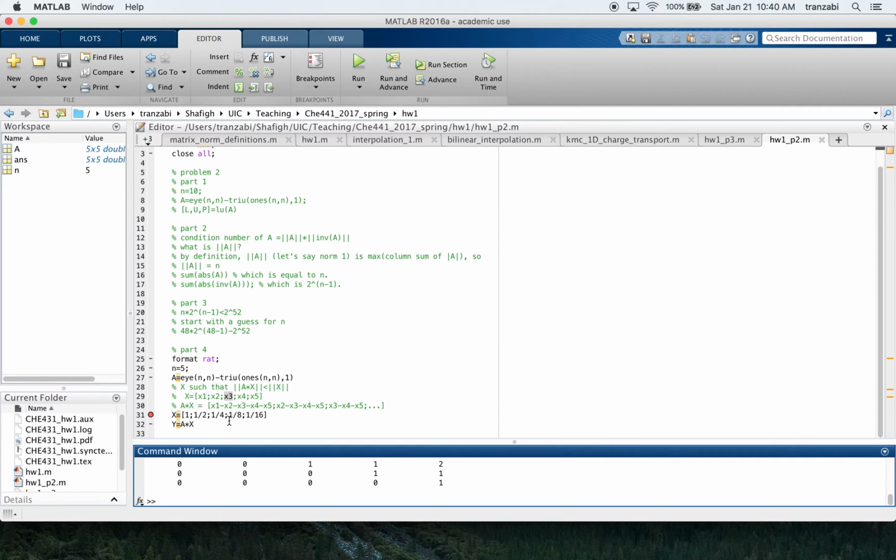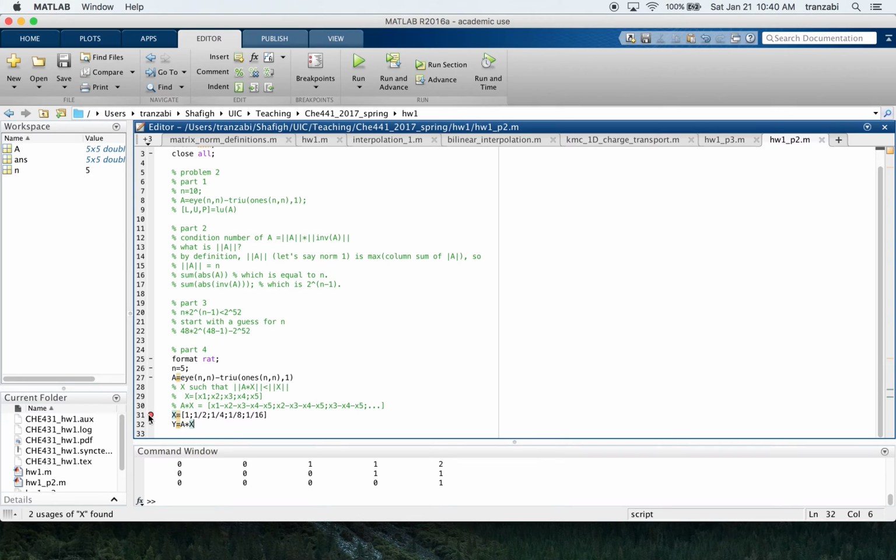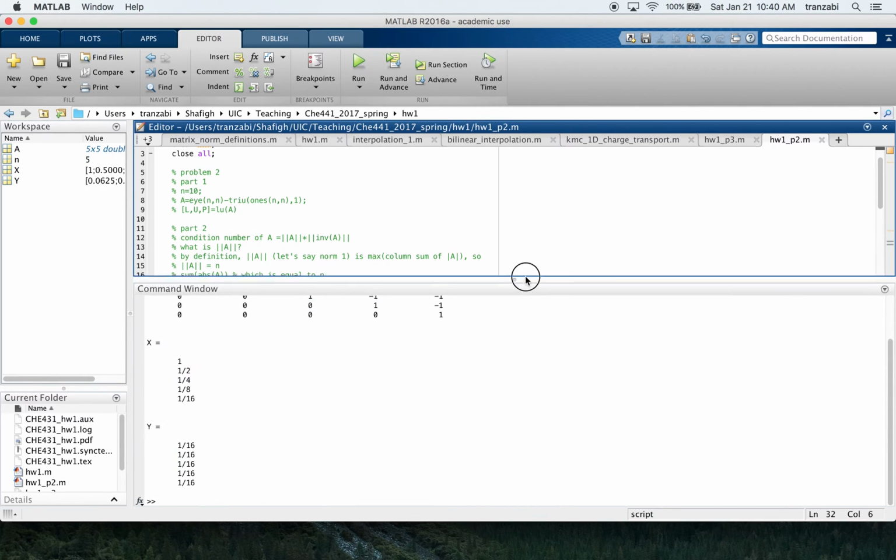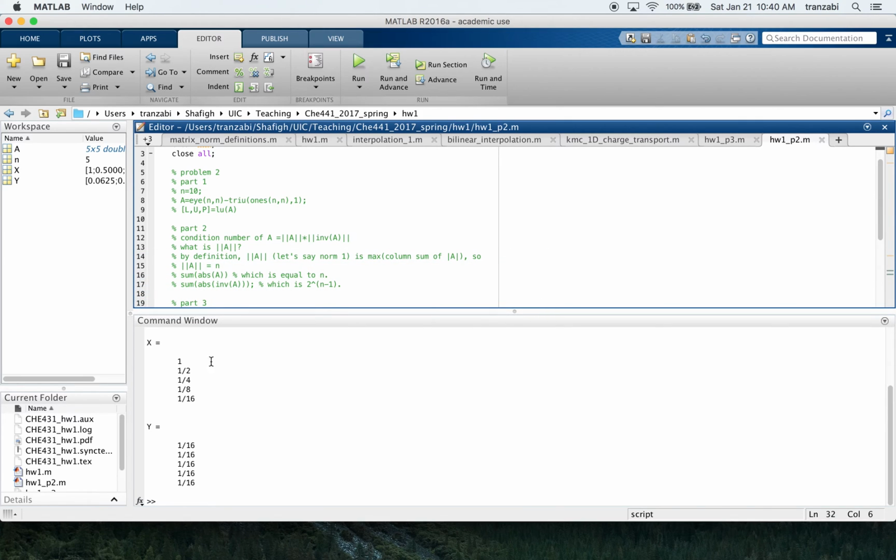Now let's do the math. Let's multiply A by x and see how it looks. Here's our x, this is my guess. When you multiply A by x, this is what you get. And each element of y is less than or equal to the corresponding element of x.